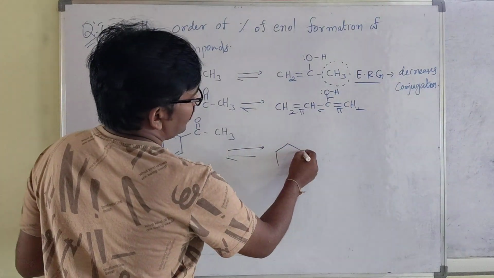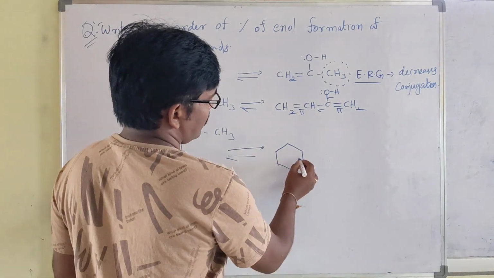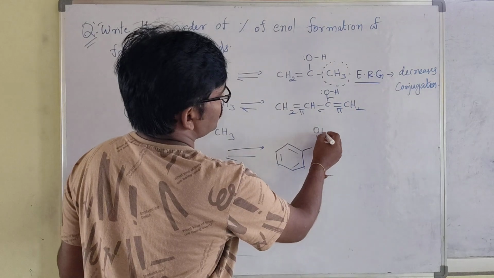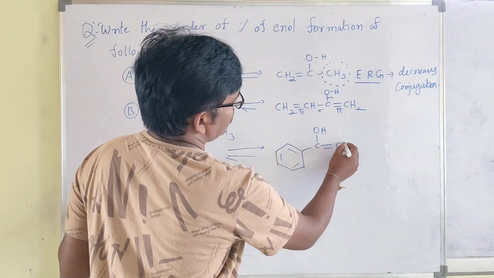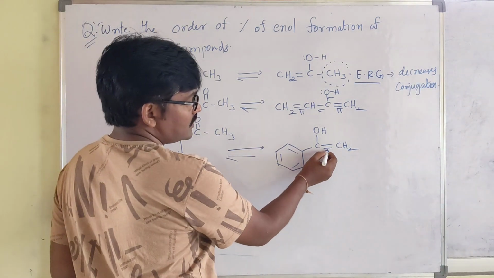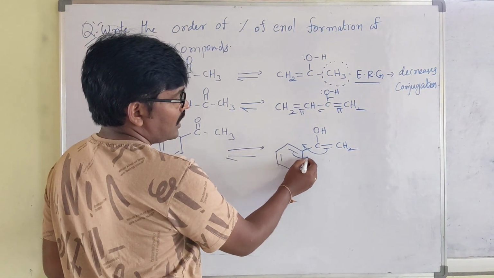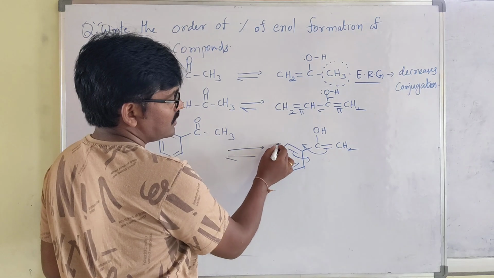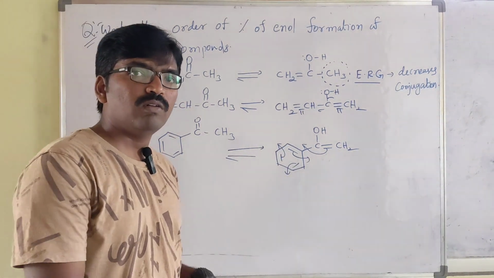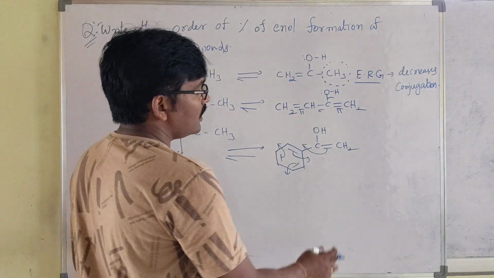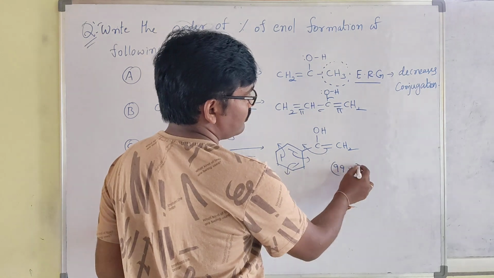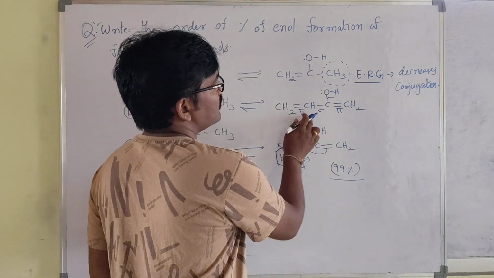Then you can write the enol content like this. How? COH, double bond CH2. This double bond is in conjugation with an aromatic ring. So more conjugation will be there. The aromatic compound is involved in the more conjugation, so the enol percentage is greater for this. So 99% it will be formed. This is the most stable.